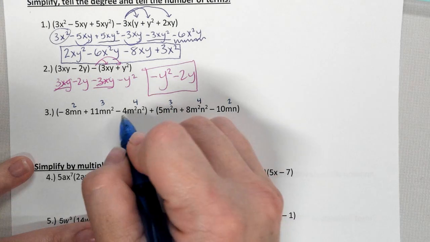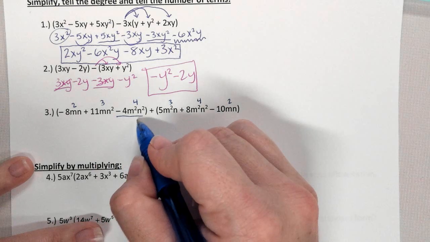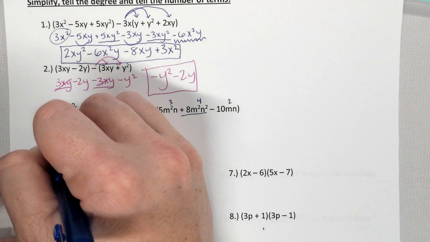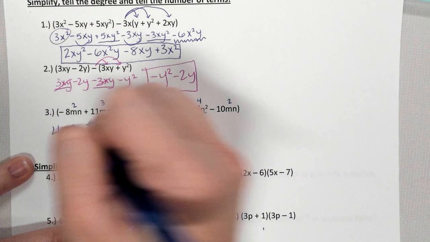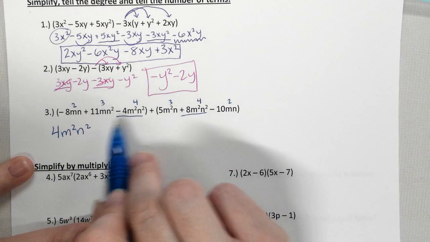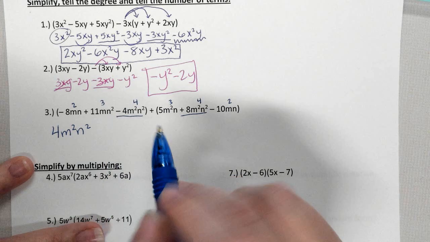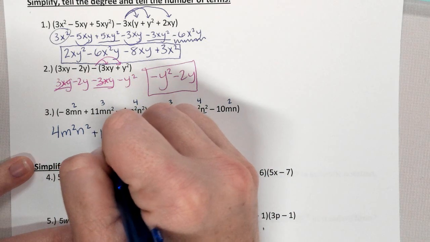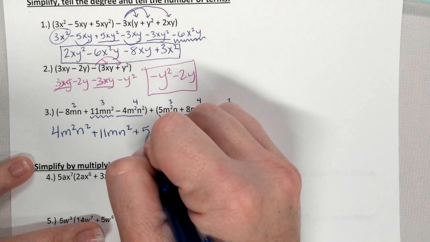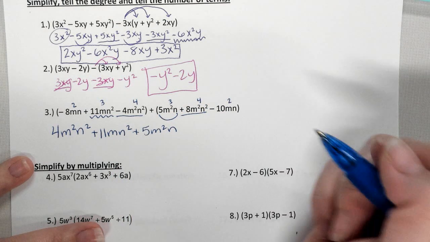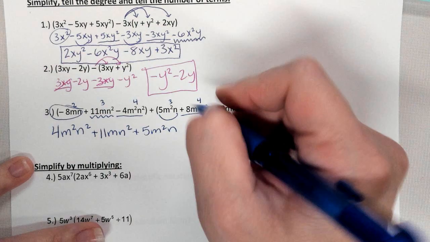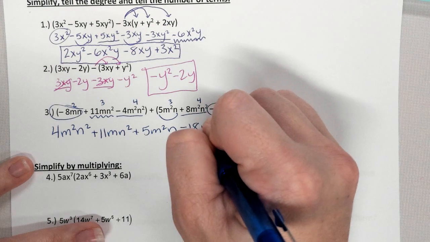Well, this is a degree of 4. Does this match this? M squared, n squared, m squared, n squared. They do. So 8 minus 4, or negative 4 plus 8, is going to be 4m squared n squared. So then my degree of 3, well, I have this and I have this, and they are not alike. This is mn squared, and this is m squared n. So I'm just going to write them both down. Plus 11mn squared plus 5m squared n. They are not alike. And then I have a degree of 2, and they are alike, mn, mn. So I have negative 8 minus 10, which is going to be negative 18mn.